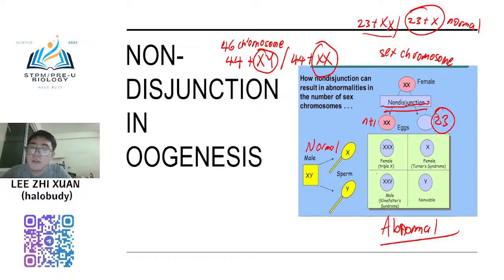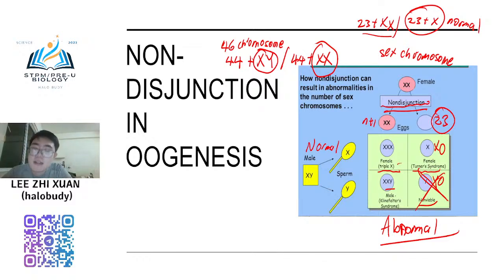It will produce a triple X female. It will produce an XO female, with only one X chromosome. It will produce boys that have XXY, and also YO. YO is non-viable, it cannot survive. During the zygote or embryo stage, it already has the problem, so this one cannot survive.